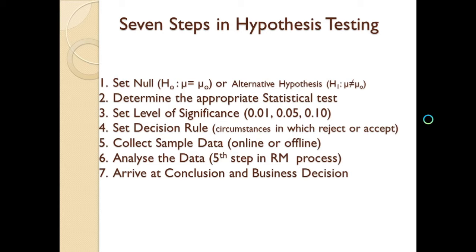Once you have set the level of significance, move on with step 4, called set the decision rule. In the decision rule, you have to identify the circumstances in which you either reject or accept the hypothesis. You will be commenting on those errors, called type 1 and type 2 errors. Doesn't matter. Move on to step 5, called collect sample data.